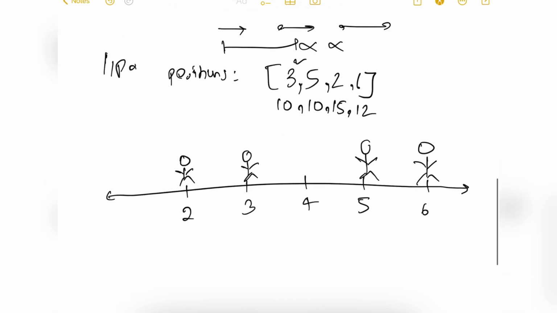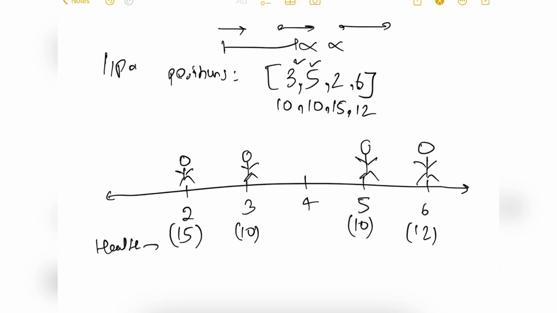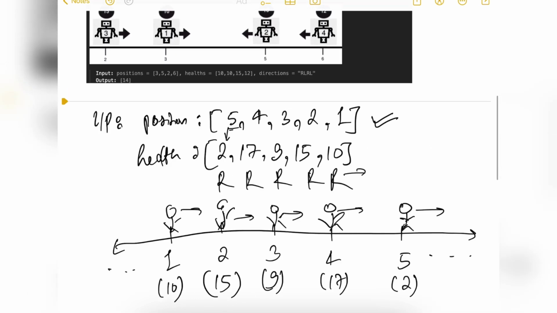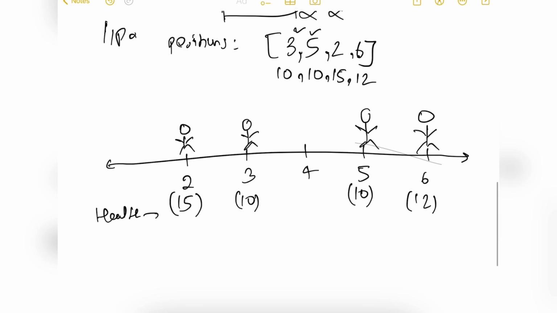So the robot which is at position 3 has health 10, and the 5th one also has 10, the 2nd one has 15, and the 6th one has 12. These are their healths. And finally their directions, so R, L, R, L. The 3rd robot is moving to the right, the 5th one is moving to the left, the 2nd one is moving to the right, and the 6th one is moving to the left. So these are the absolute directions in which they are moving.